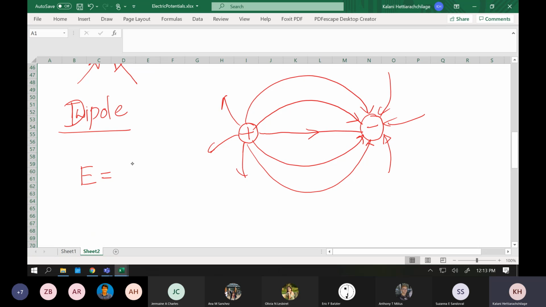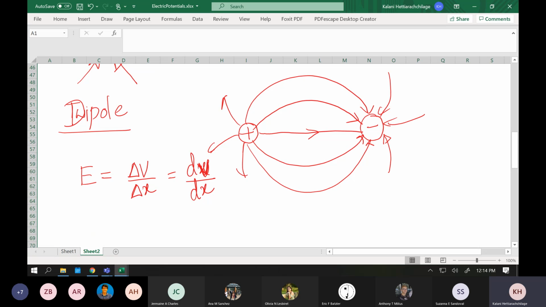So I'm writing magnitude only, otherwise there is a negative sign. The rate of change, or delta V over delta X, if you write it in calculus, dV over dx, right? So that means if you know the potential difference, you will be able to calculate the electric field, right?